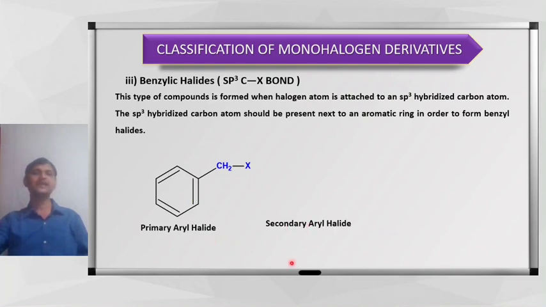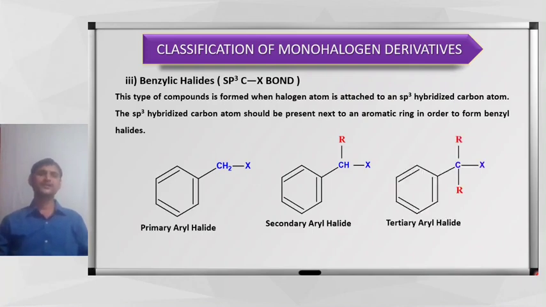Now see the secondary alkyl halide. Here, this carbon atom is exactly next to the aryl or benzene system, so this example comes under benzylic halides. Now this carbon is attached to another 2 carbons, this carbon and this R group. So that's why this is the secondary alkyl halide.